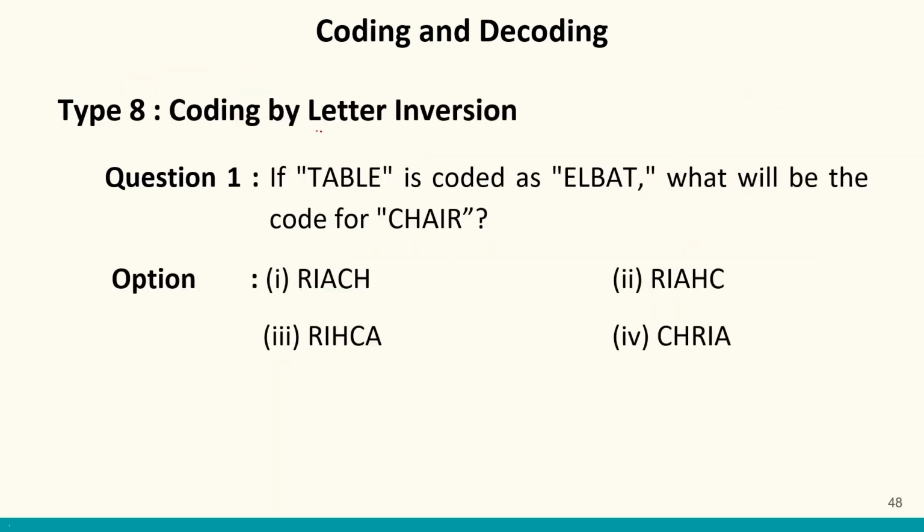Now let us understand coding by letter inversion, which is the last type of coding and decoding. In letter inversion, we simply reverse the order of the alphabets. For example, if I give them numbers, then over here, this is the code. We can clearly see that the order is reversed. It is a very simple coding. So basically, we are just reversing the order, hence the name coding by letter inversion. So for chair, it will be RIAHC. We have just simply reversed the alphabets. So our answer will be option 2.